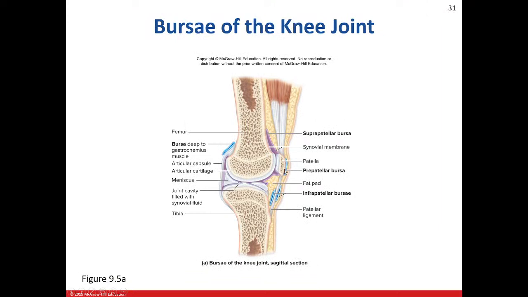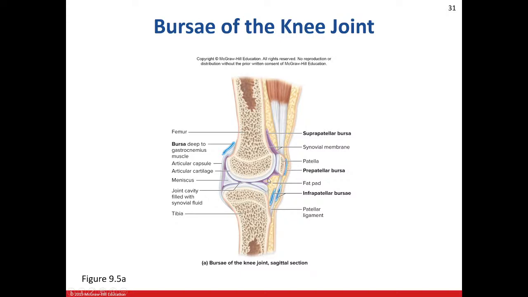And so here we can see them. You have the prepatellar bursa in front of the patella. You have down here a bursa in front of the patellar ligament, and then also one behind it. And these are basically fluid-filled cushions that prevent the tendon or ligament here from being damaged when it moves over either bone or other tissues. All right.